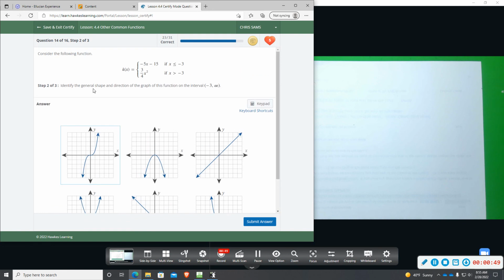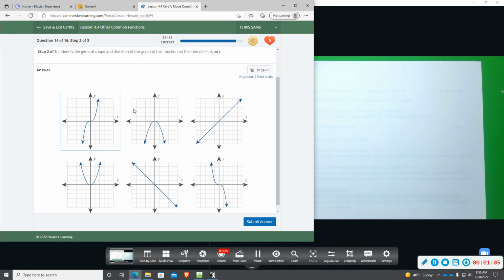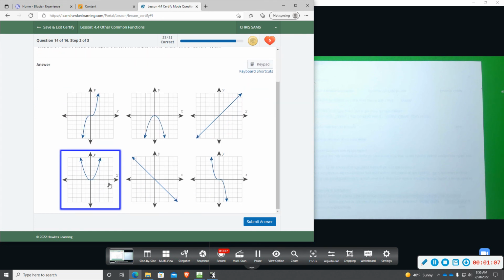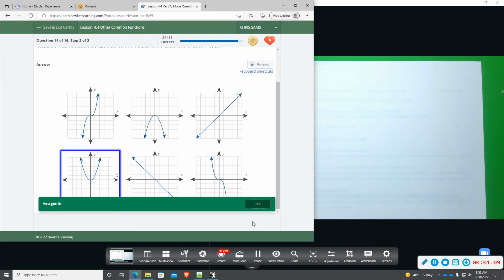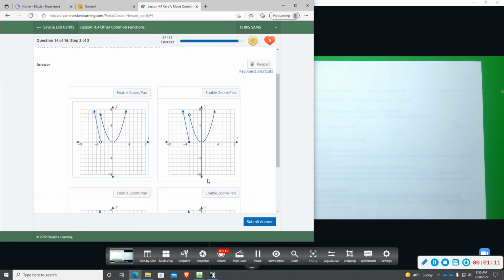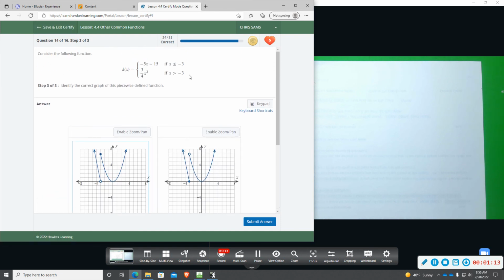And then part 2, we want to identify the shape for the second part of the graph. So notice this polynomial is an x squared. So x squared gives us a parabola, which is a U shape. Since it's positive, it should open upward. And now we want to pick out the correct graph.